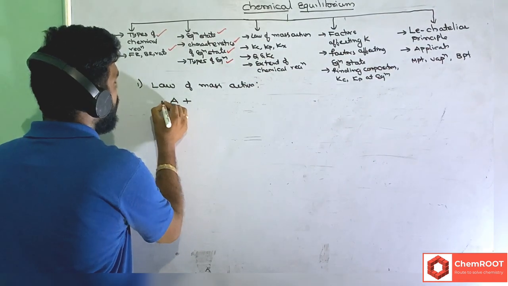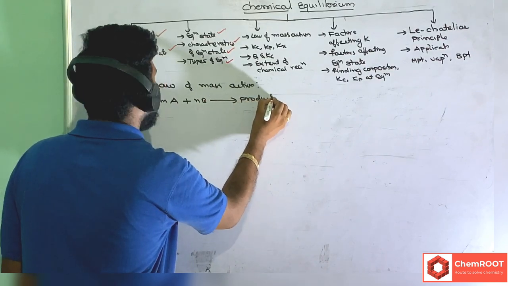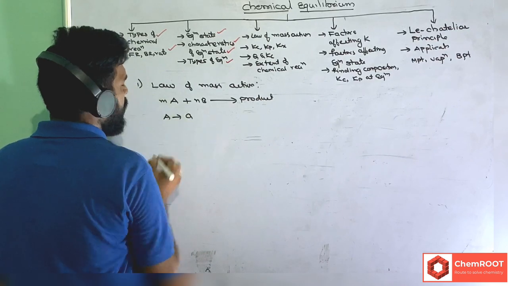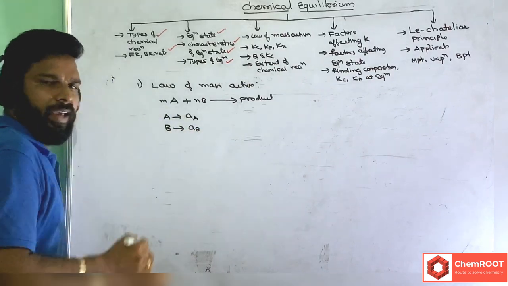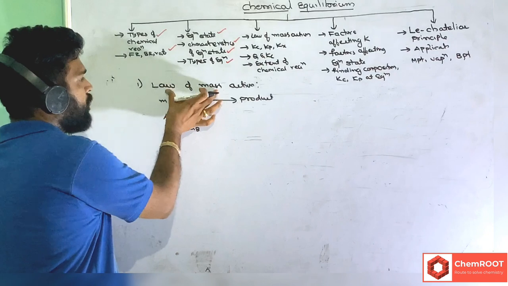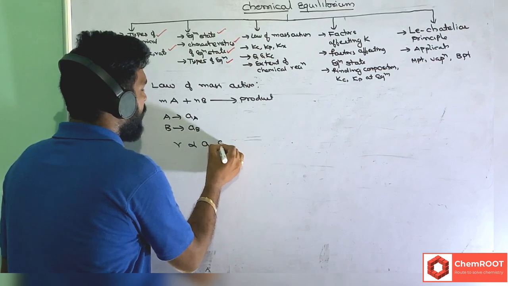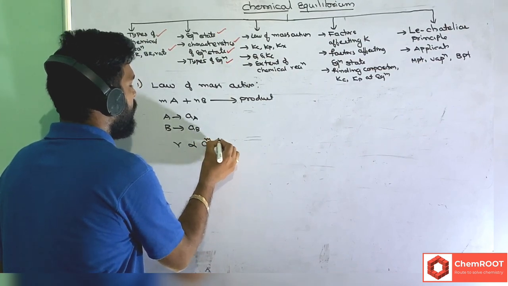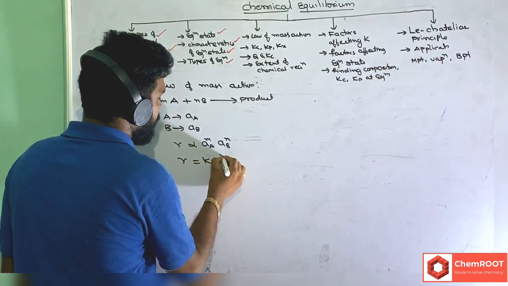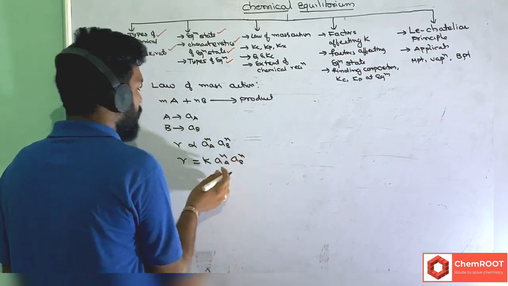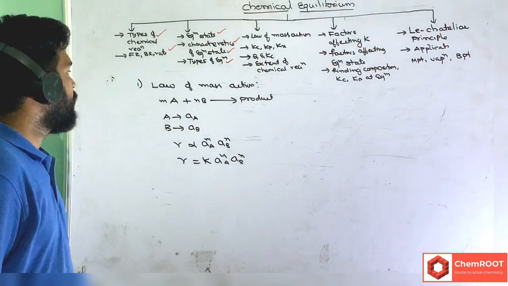Suppose m moles of A and n moles of B give some products. This is the forward reaction going on. Here the brackets represent the active mass of A and of B. The law of mass action says the rate of forward reaction is directly proportional to the product of active masses to the power of their stoichiometric coefficients. When you take this, you will get a constant, which is the rate constant for the forward reaction. This is the law of mass action.